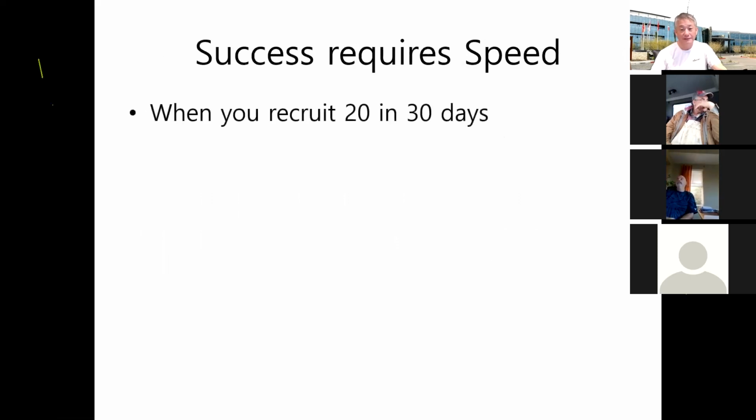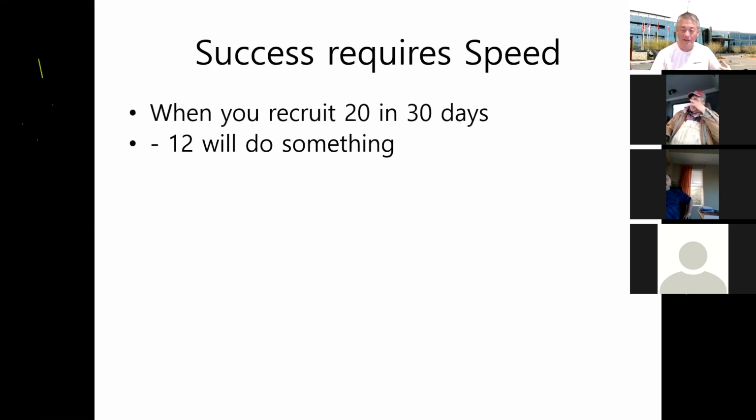Success requires speed. This only happens when you do 20 in 30 days. This doesn't happen when you do 20 in 3 years. 12 will do something. If you do one every month, 12 will not do something. It's lucky to have one survive. If you have recruited a lot of people and they're not doing anything, you've got to think of it this way: maybe I haven't put enough momentum in the leg. So this is how you do it.